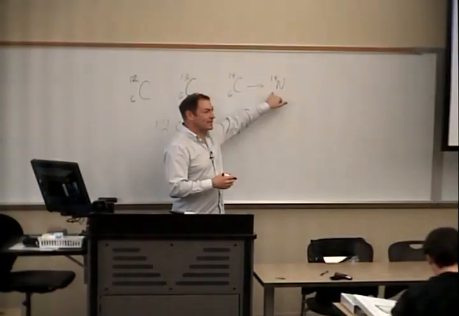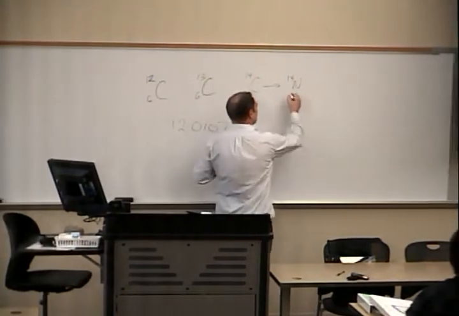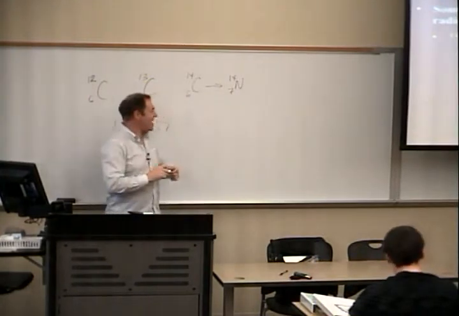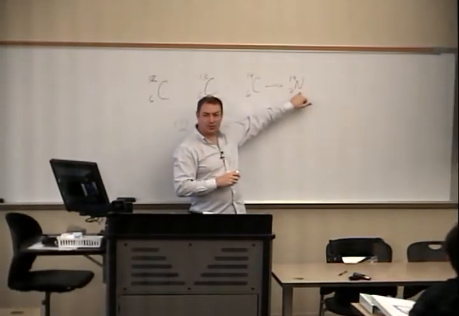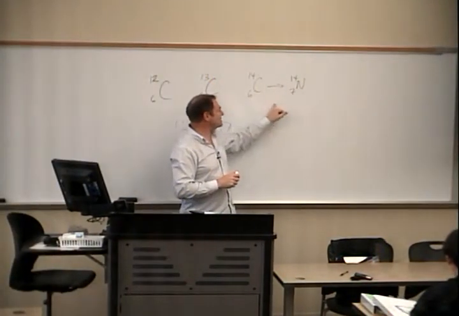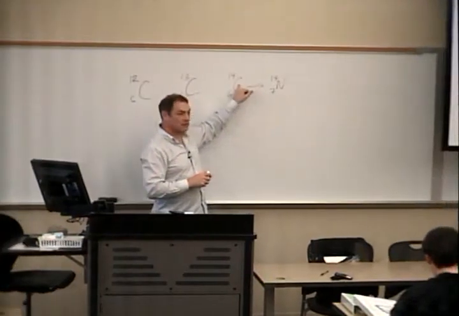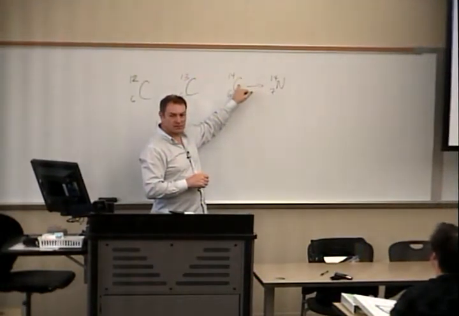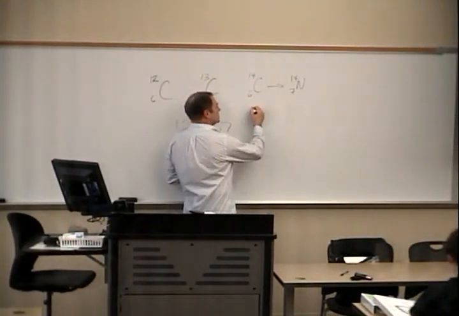So, what's the atomic number for nitrogen? 7. So somehow this carbon 14 changes into nitrogen 14. Somehow it gains a what? A proton. And what about a neutron? Does it have the same number of neutrons as carbon 14? It does? How many neutrons in carbon 14? It's got 6 protons. It's got 8.